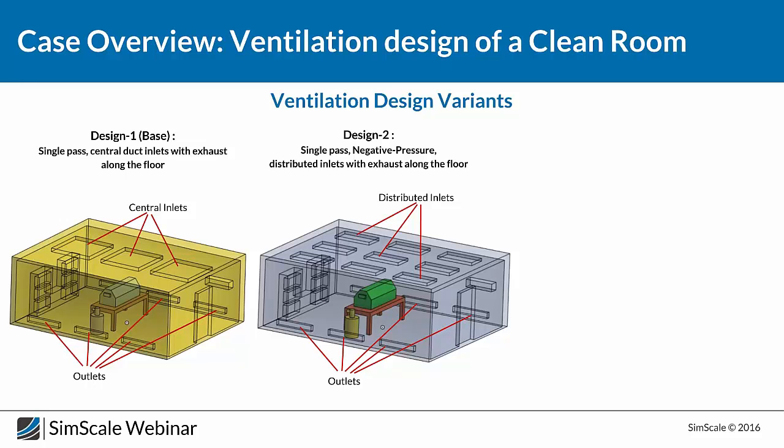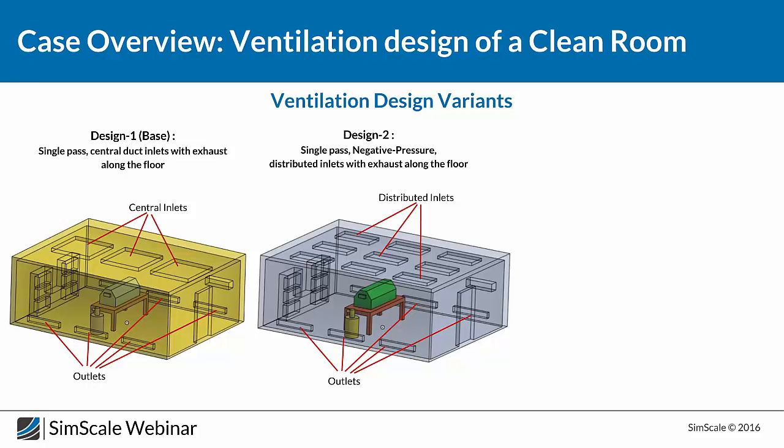Our second design has distributed inlets. As you see, we now have 9 inlets on the ceiling. They're distributed, so they aim to give a more or less uniform flow of the air from the ceiling. This is also very typical of negative pressure clean rooms. A negative pressure clean room is a design that is particularly suitable for safety.